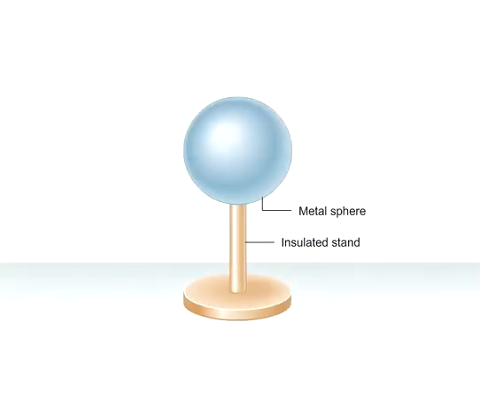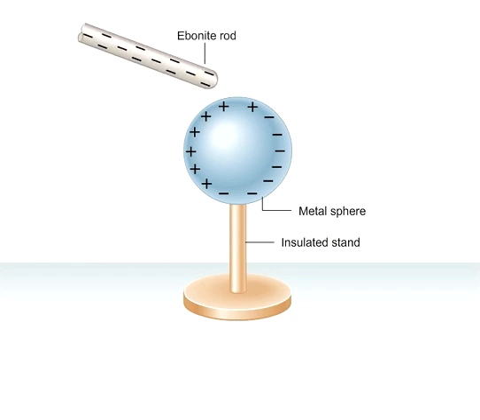Once again, we have a neutral conductor on an insulating stand. You will now see another way in which a neutral conductor can acquire a net charge. If we bring in a rod with excess negative charge, some of the negative charges on the sphere are pushed to the opposite side of the sphere, like charges repel, leaving behind an equal amount of positive charge on the side of the sphere closest to the rod.